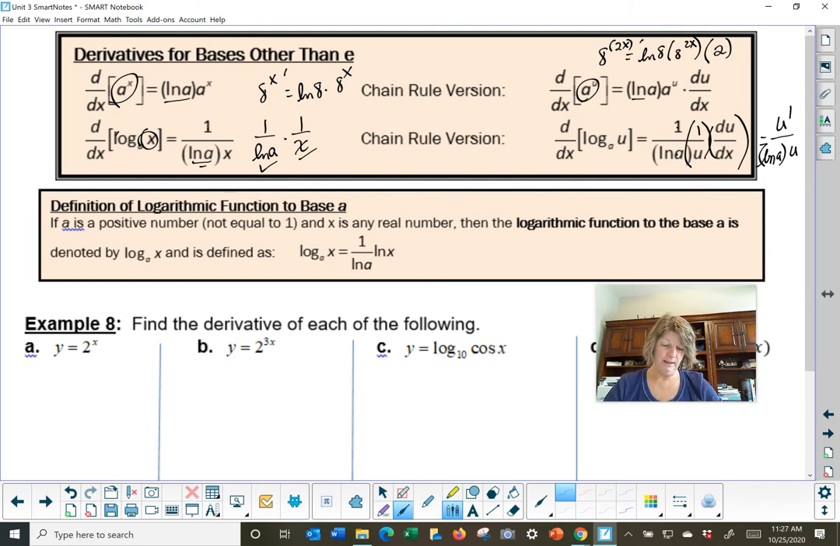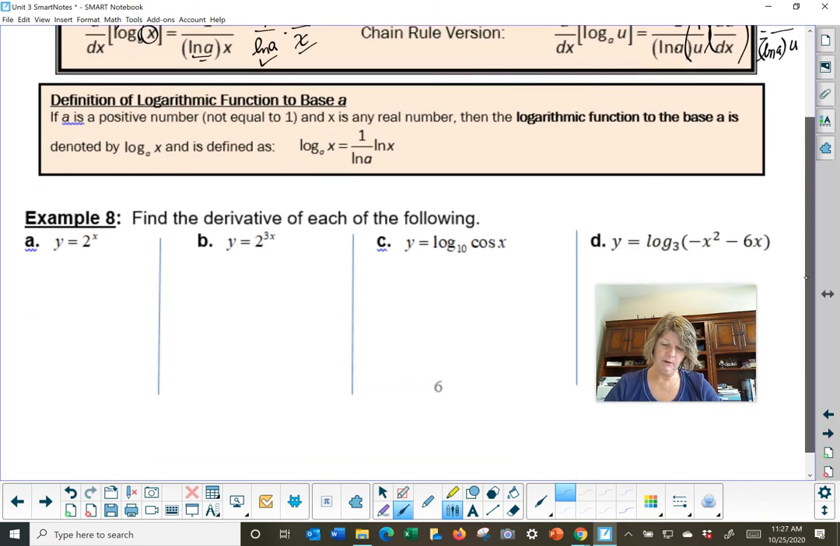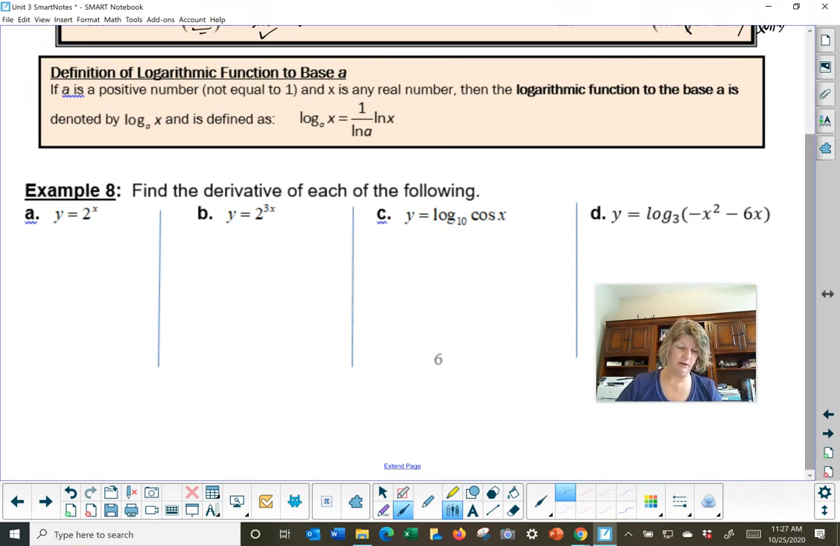All right. I'm going to go down to the bottom. You can read that other one. That's just algebraic notation stuff. Find the derivative of each of the following.